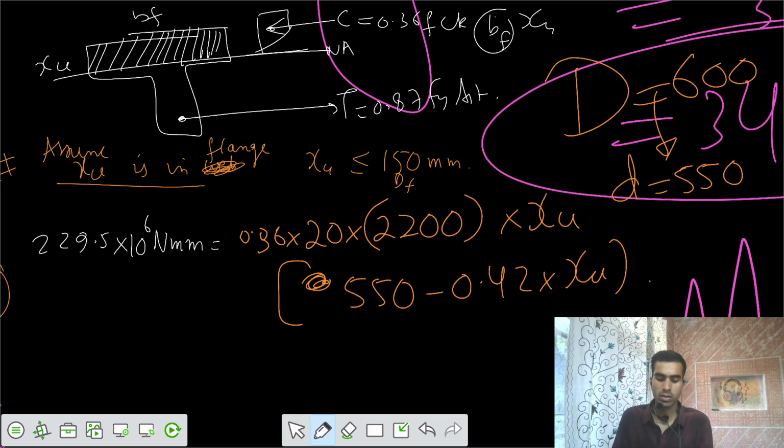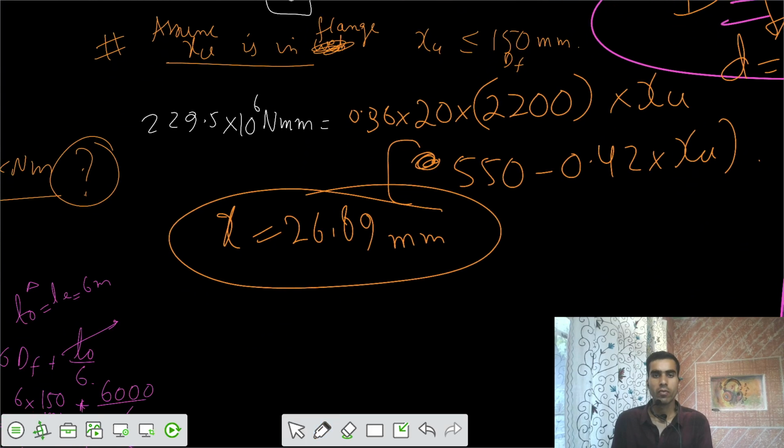That's a x square, the x square term. Let's solve that. Minus 0.42 into 0.36 into 20 into 2200. This is negative. Then finally b is your 550 into 0.36 into 20 into 2200, then we have c as negative 229.5 into 10 to the power 6. So let's go for that, and you would get a value of 26.89. So your neutral axis comes out to be x equals 26.89 millimeters.